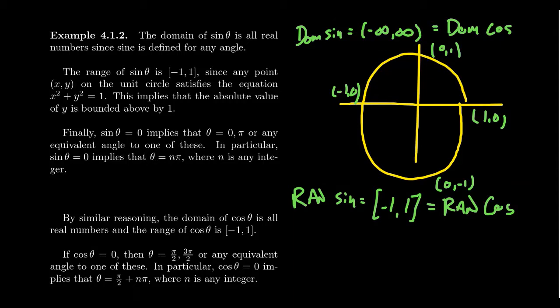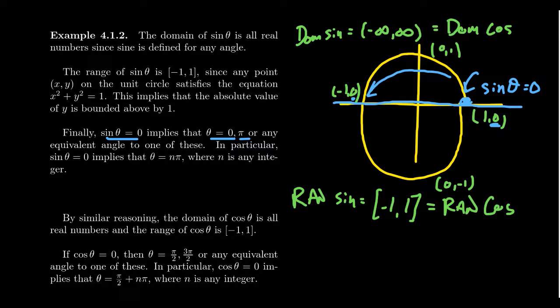Where is the y-coordinate equal to 0? Well, that's going to happen on the x-axis right here. Notice that when you're on the x-axis, it's exactly those points whose y-coordinate is 0. These are going to be the places right here where sine of theta is equal to 0. It happens here, and it happens here. This tells us that sine theta equals 0 exactly when theta equals 0 or pi radians, 180 degrees, same thing.